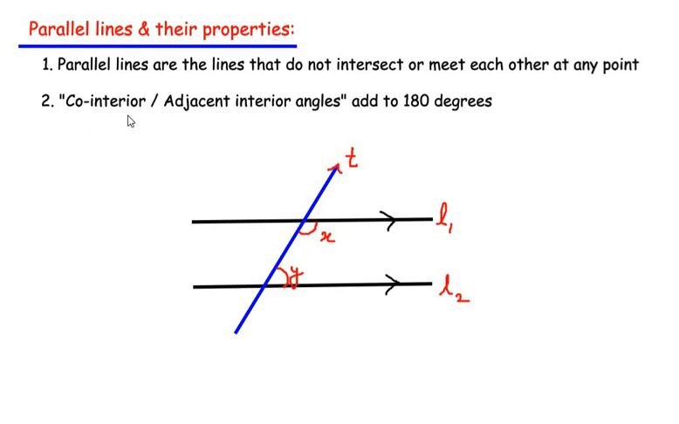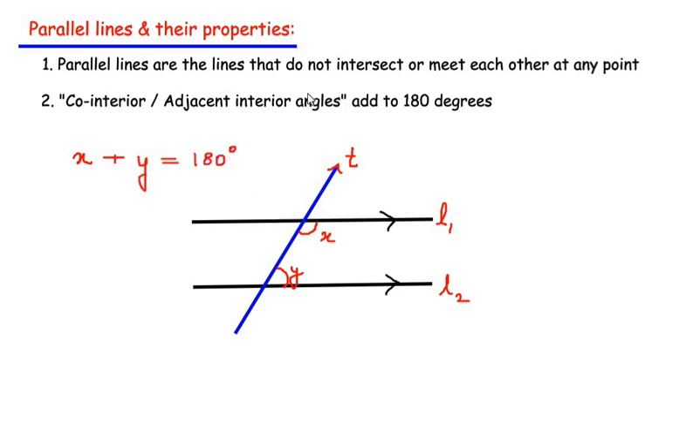And the second one is the co-interior or adjacent interior angles add to 180 degrees. Now imagine that I am going to draw a third line T which cuts the parallel lines L1 and L2, and it cuts in such a way that it makes an angle X with the line L1 and it makes an angle Y with the line L2. So the transversal line has made 2 angles on the same side of the transversal side. Now these 2 angles are called as co-interior angles, that is X and Y, and when we add them together we should get 180 degrees. So I can write here X plus Y should be equal to 180 degree.